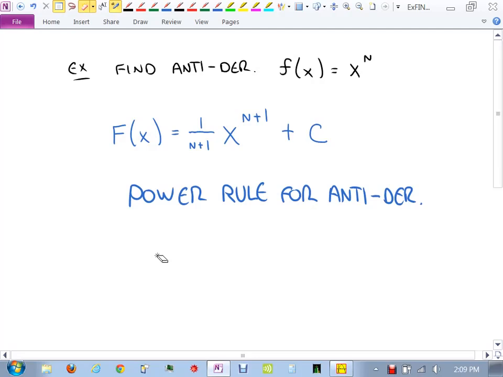Does anybody see a potential problem with this? There is a potential issue here. Go ahead. What would cause this thing to not work? What n would make this capital F of x be all messed up? If n was negative 1, right? What if n was negative 1? Then you would have 1 over 0 in your formula. So what we have to put on the end of this is, if n is not equal to negative 1.